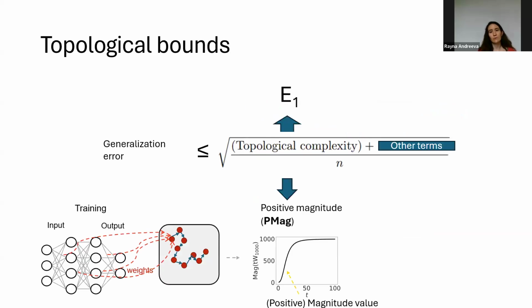So what we managed to show is we managed to prove two generalization bounds in terms of this topological complexity. One of them in terms of E1, where we fixed alpha in the alpha weighted lifetime sum to be 1, and the other one in terms of positive magnitude. So again, we have the same pipeline. We are analyzing the training trajectories, and we are computing our complexities on that.